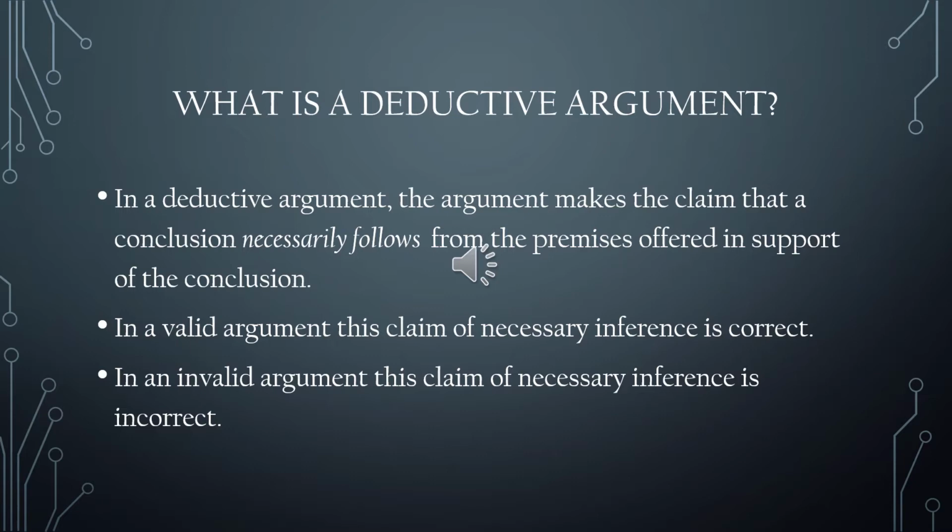Now, that claim could be correct, that in fact you do have to accept the conclusion if you accept the premises, and in that case, you're going to have what we call a valid argument. Now, the claim could be false. Even if we do accept the premises, we don't have to accept the conclusion, in which case we're going to have an invalid argument. So our first task is going to be to figure out how we learn when an argument is valid and when an argument is invalid.